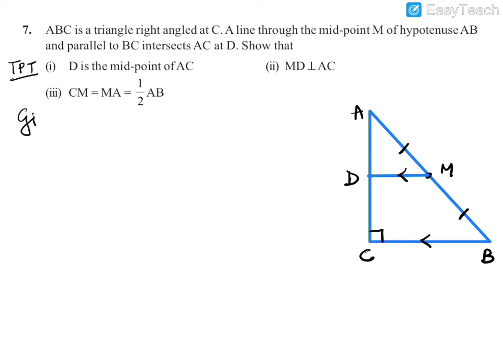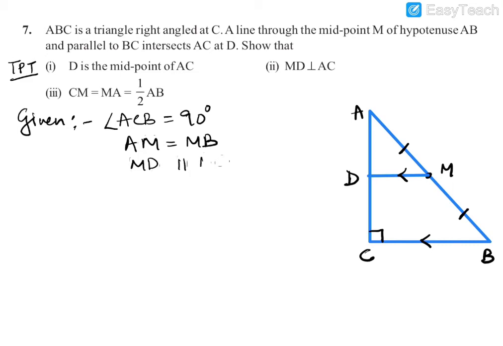Let's write down what is given. We are given triangle ACB as right angled at C. So that means we are given angle ACB equal to 90 degrees. And we are given that M is midpoint of AB, so AM is equal to MB, and we have drawn MD parallel to BC. First part is very easy to show. We have to show that D is midpoint of AC.